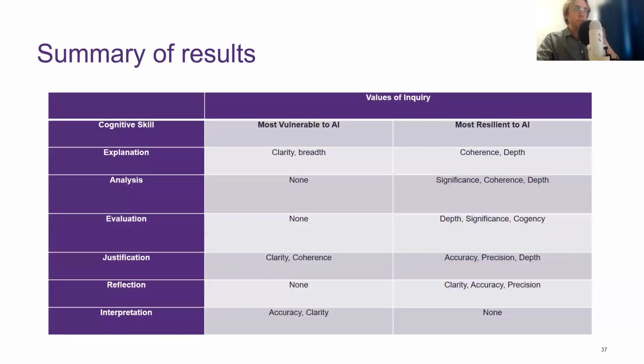So, summary of the results. This, I think, is probably the most useful thing. That's my initial takeaway. And this is still subject to change. It might be different next year, which is that it's really good at providing clear and broad explanations, justifications, and interpretations. But when it comes to reflections, it's often weak across the board. Evaluations, it doesn't know what's significant or cogent. Analyses were really interesting a lot of the time because it was actually really good at analysis in a lot of different ways, but it still didn't know what was important.